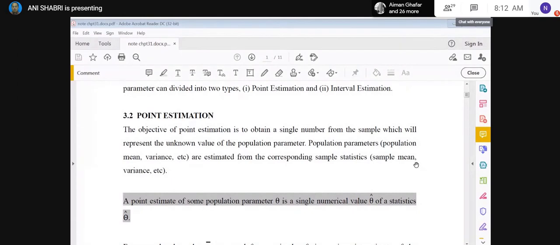The objective of point estimation is to obtain a single number from the sample which will represent the unknown value of the population parameter. Population parameters, population mean, variance, etc. are estimated from the corresponding sample statistic, sample mean, variance, etc.